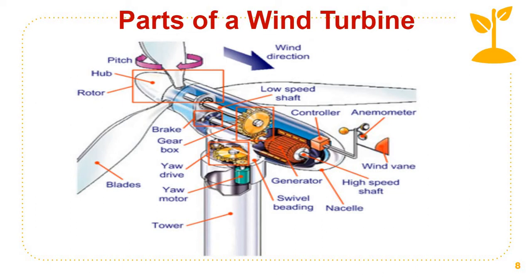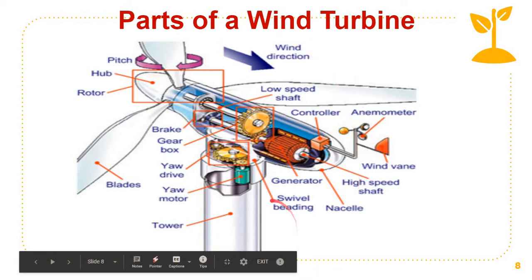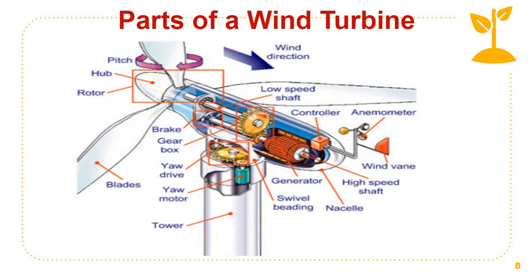Here you can see different parts of a wind turbine. The main parts are this, which is called the rotor, and this, which is called the nacelle. Here you can see the rotor blades. This is also a rotor blade, and a third blade is also there. This is the third blade. The wind direction is perpendicular to the rotor blades, and this keeps the rotor blades rotating.